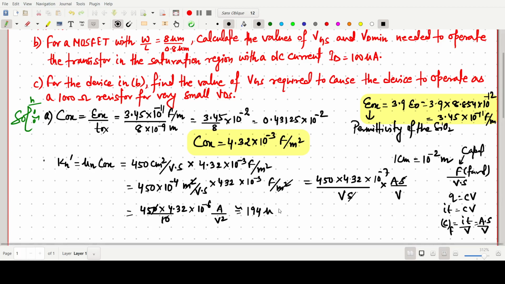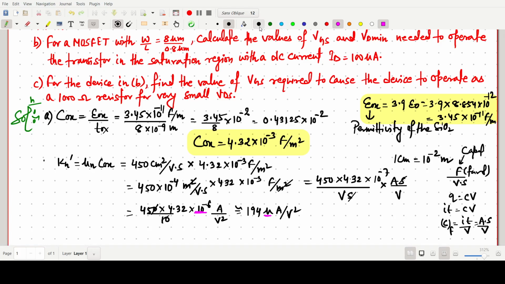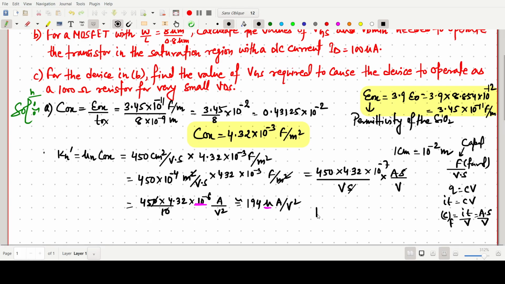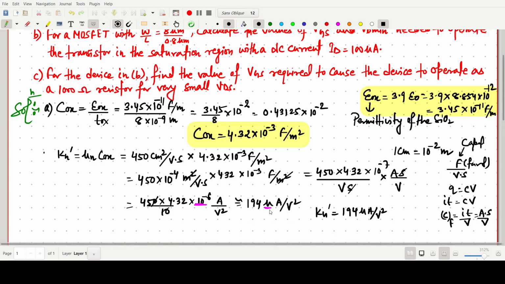194 microampere per volt square. This one I am writing as a micro, so microampere per volt square, and overall value 194 microampere per volt square. So this one is just simply our k and s. I am writing here k and s is 194 microampere, approximately it should be around 194.4, so I am just writing this 194 microampere per volt square. So this one is the second part.